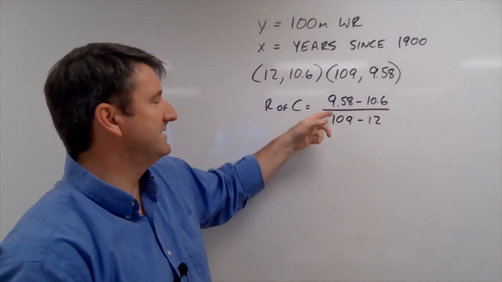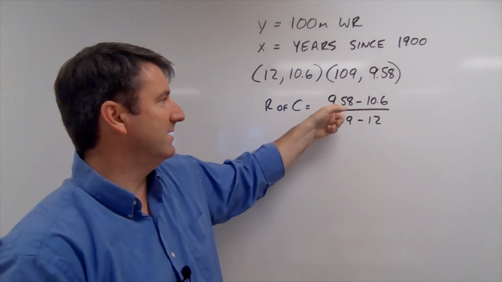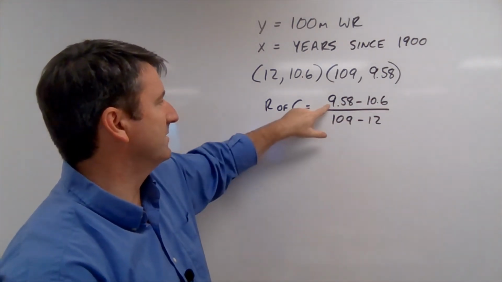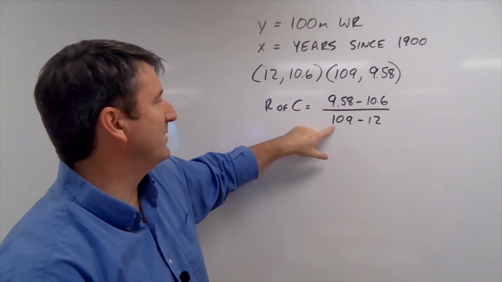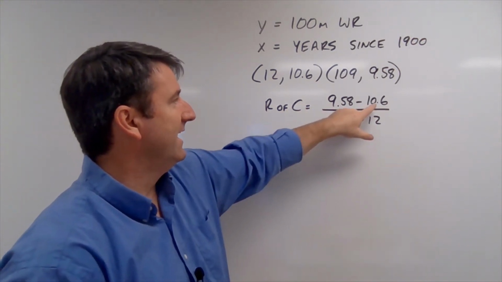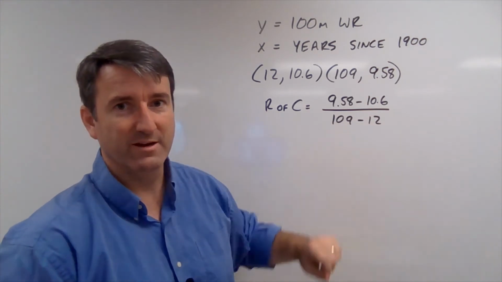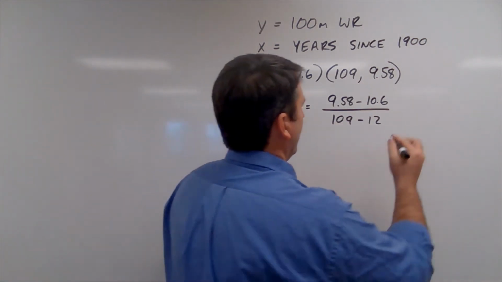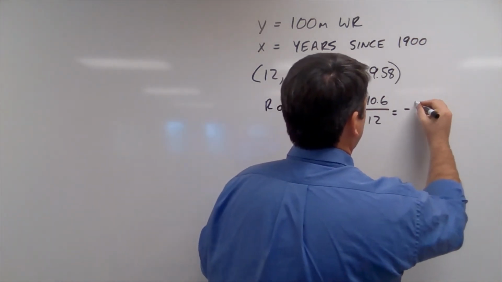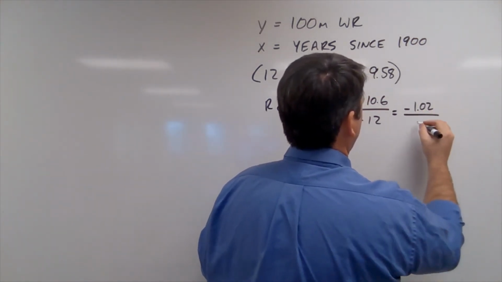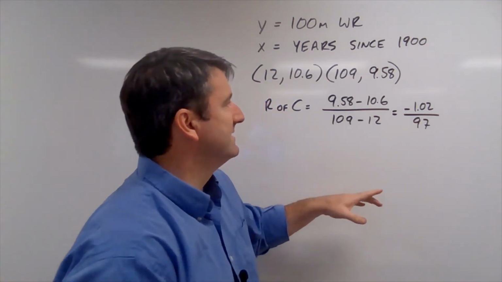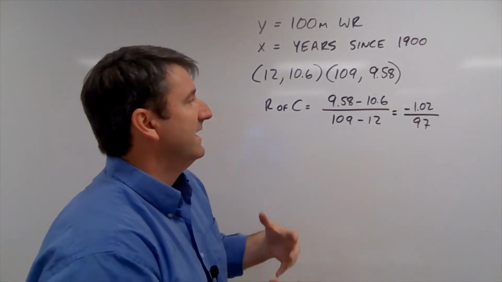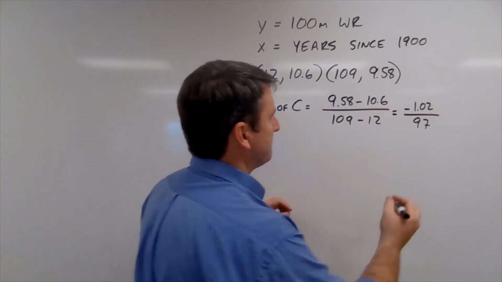And make sure that these values straight above one another correspond to one another. So 9.58 happened in the year 2009, and 10.6 happened in the year 2012, just to make sure that you're subtracting in the right order. All right, so this is going to be negative 1.02 divided by 97. That means that the world record time came down by 1.02 seconds over 97 years.